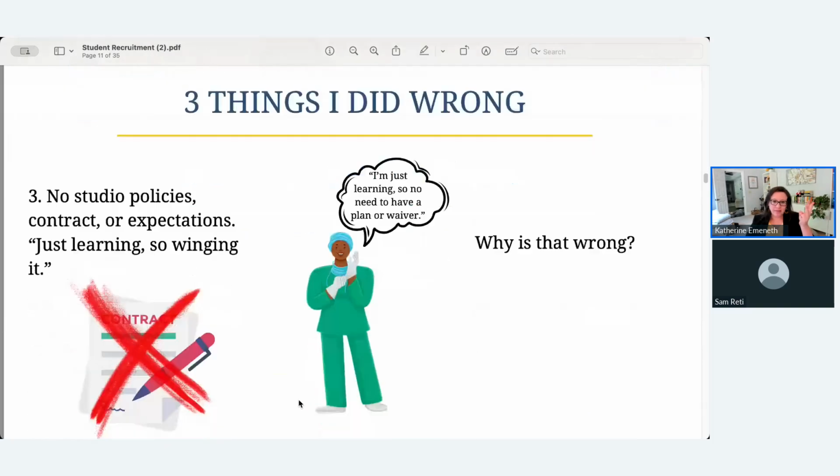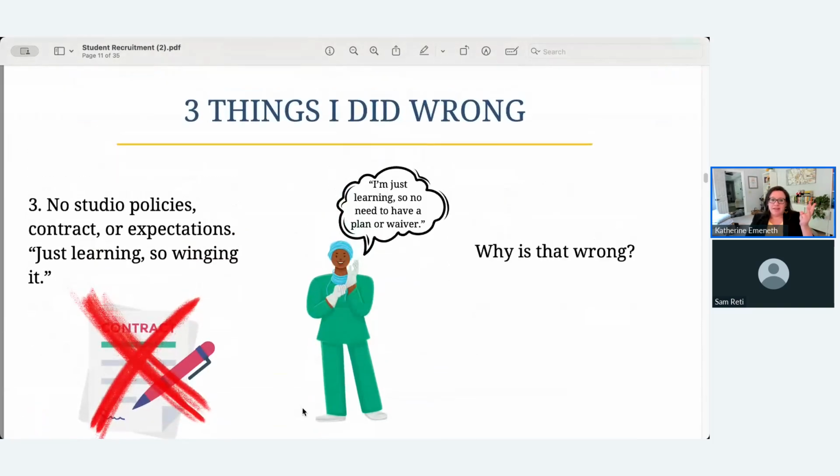The third thing I did wrong was I didn't have a studio policy, a contract, or any expectations for my students or their parents. I was just learning, so I was just winging it. And I always say, like, if you're a surgeon, right?